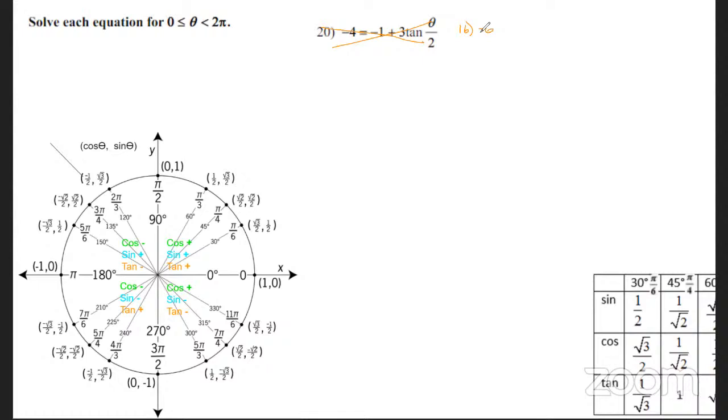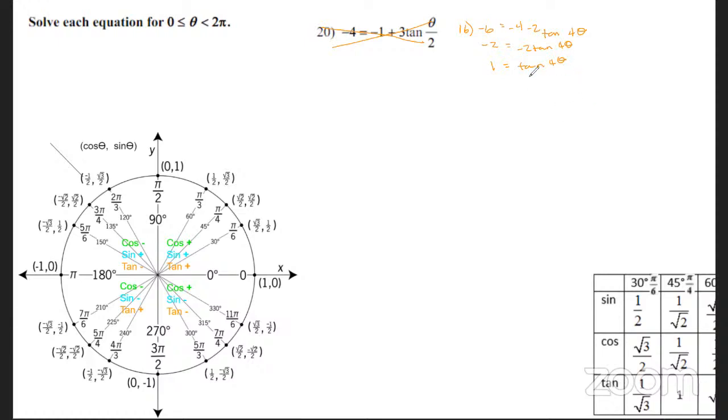16 is -6 equals -4 minus 2 tangent 4 theta. Okay, so let's undo some of this real quick. We're going to add 4 to both sides. That's going to give us -2 equals -2 tangent of 4 theta. Dividing by -2 on both sides, we're going to have 1 equals tangent 4 theta.